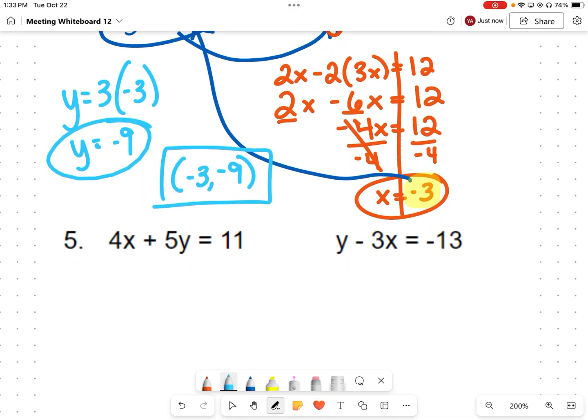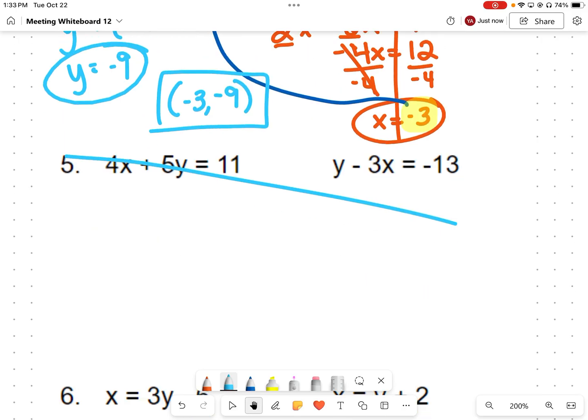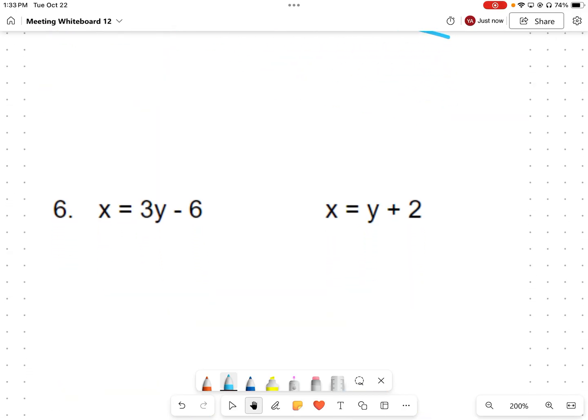Okay, number 5. We're actually going to learn how to do number 5 tomorrow using matrices. That one, we could also solve for y and graph. We are going to skip this one. Let's go to the last one.